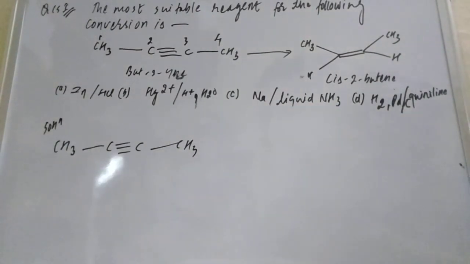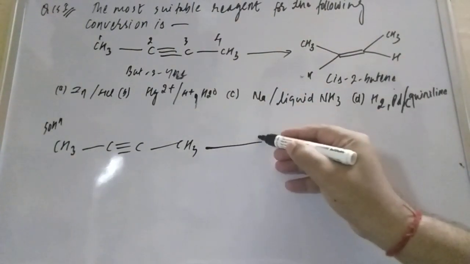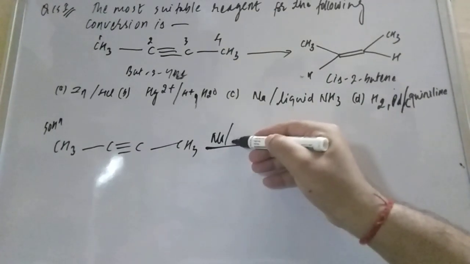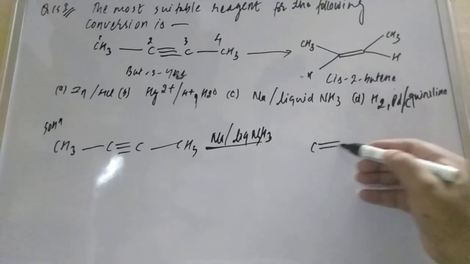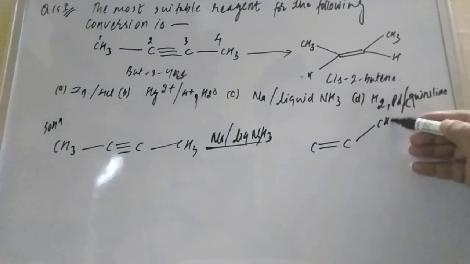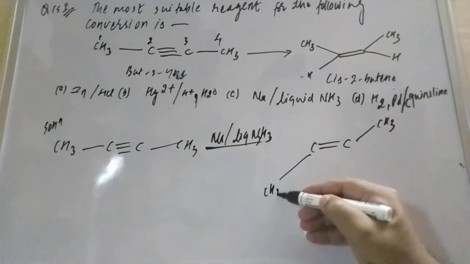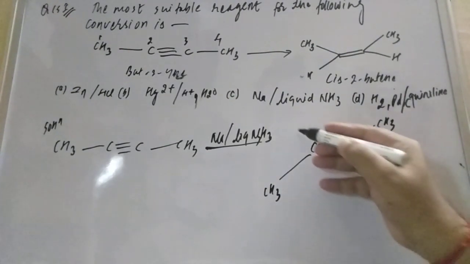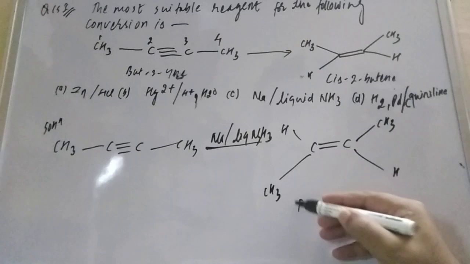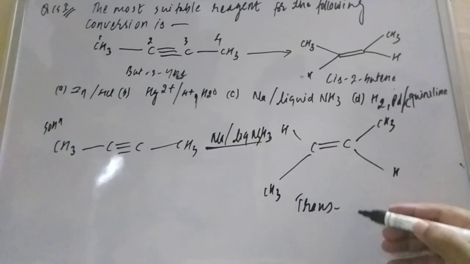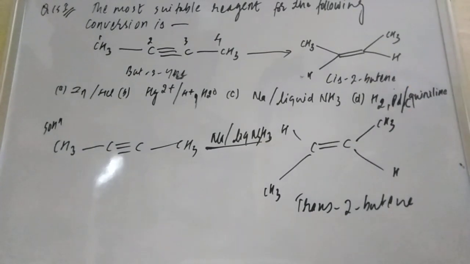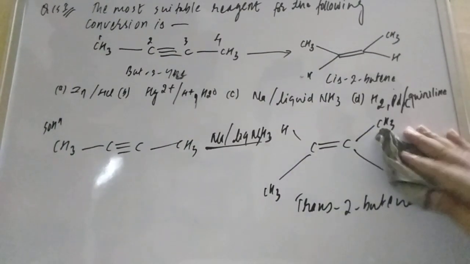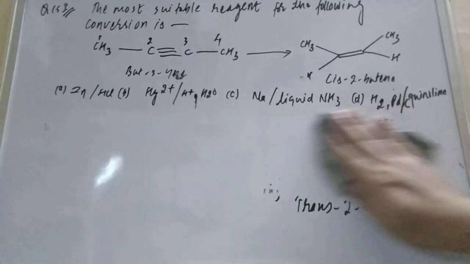See the product you are able to get, student. Na is there, and you are taking liquid ammonia. So what you get is C double bond C, here comes CH3, this side also CH3, here is hydrogen and here is hydrogen. So this is trans-2-butene. But in the question they are asking for cis-2-butene. So this is also not the option. So what is left, student? Option number D is left. That is your correct answer.